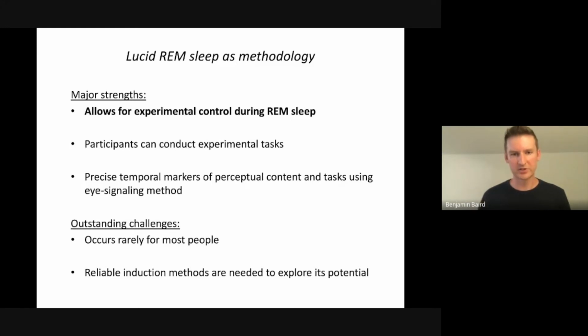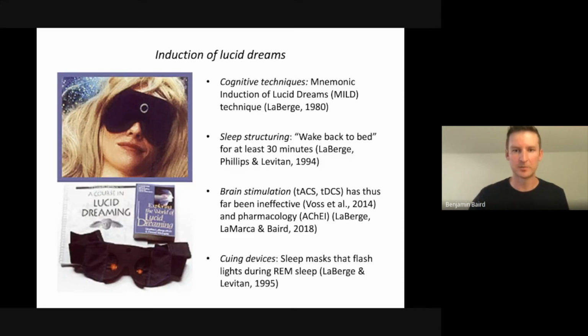And I wanted to illustrate this too, because I think it really shows the power of the eye signaling method, not just to signal that I'm lucid, but also people can make these signals to say, I'm starting a task, I'm ending a task, I'm perceiving this kind of content, this and that. So it's a really powerful method for science, for cognitive neuroscience and psychology. But of course, the big challenge is that it occurs rarely for most people. And what we really need, and what one of the things this group is about, is trying to make it accessible for everyone so we can really tap into its potential.